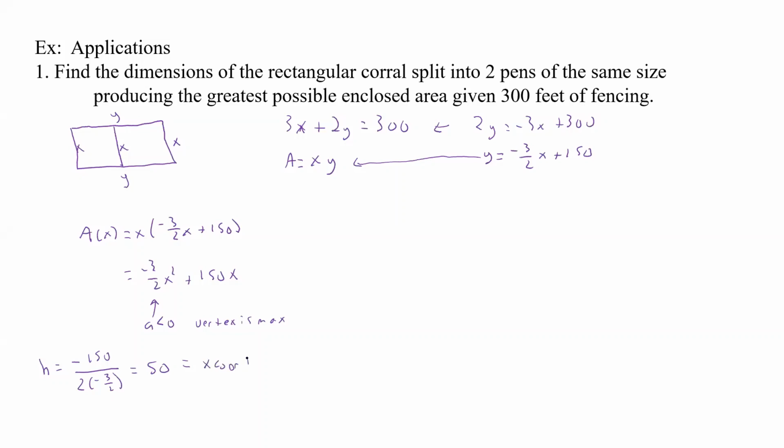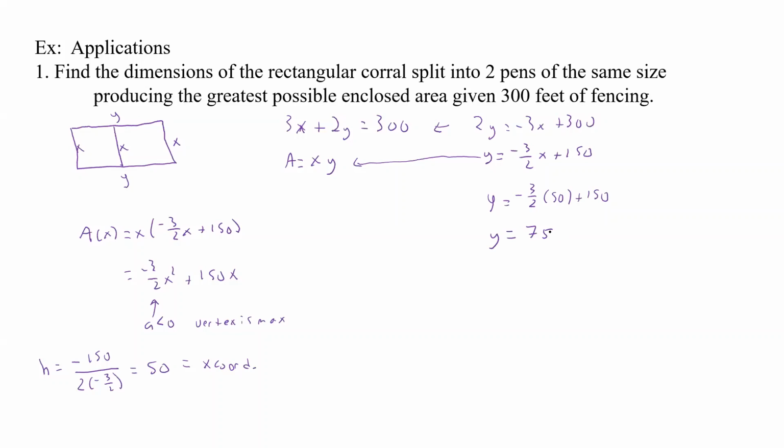Now, if I plug that x coordinate into an equation here, I can solve for y. So if I say y is equal to minus 3 halves times our 50 plus our 150, well, if I plug that into the calculator, that gives me negative 1.5 times 50 plus 150. So that's giving me 75. And so that's equal to y.